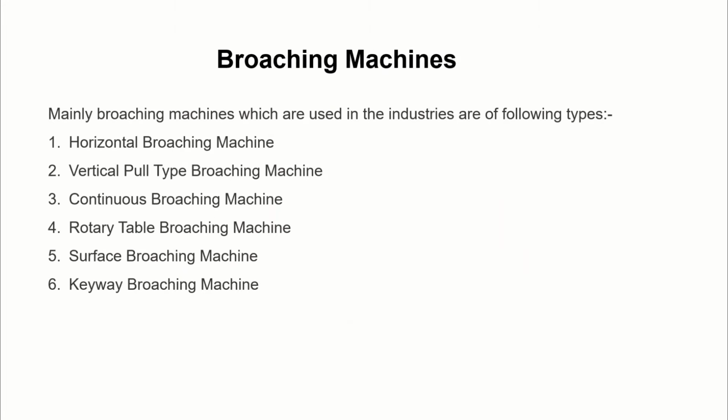Broaching machines are classified into different types depending upon how the broaching tool is attached. Based on that, there can be horizontal broaching machine, vertical broaching machine, continuous broaching machine, rotary table broaching machine, surface broaching machine, and keyway broaching machine. In this subject, you need to learn all these different types of machine. Today we are going to discuss horizontal and vertical broaching machine. You can expect an essay question from this topic.